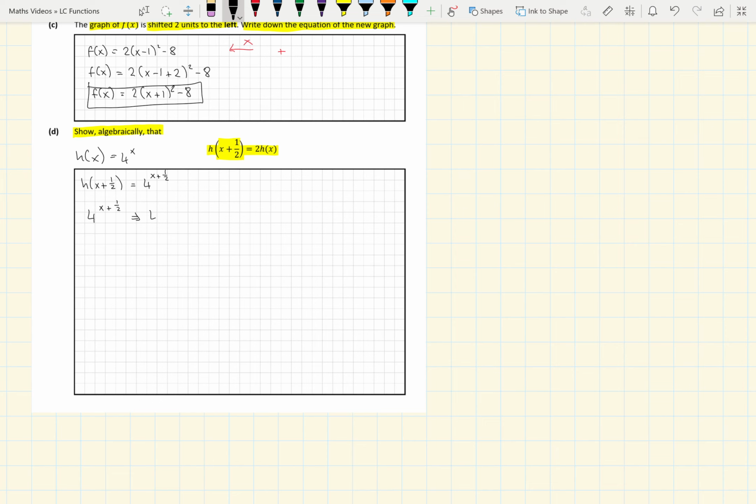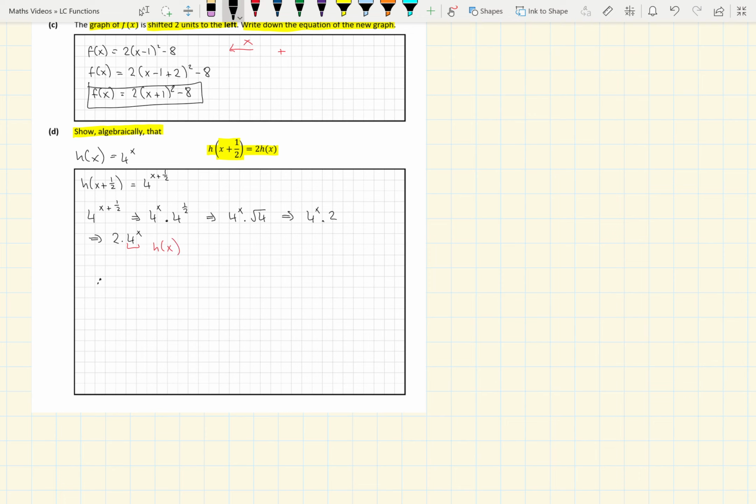So I can rewrite that as 4 to the power of x multiplied by 4 to the power of 1/2. From indices rules, anything to the power of 1/2 is the same as the square root. So that's 4 to the power of x times root 4. Root 4 we know is 2. 4 to the power of x multiplied by 2. I'm just going to rewrite it as 2 times 4 to the power of x. So this part here represents h of x.